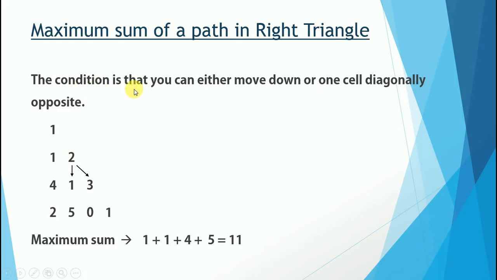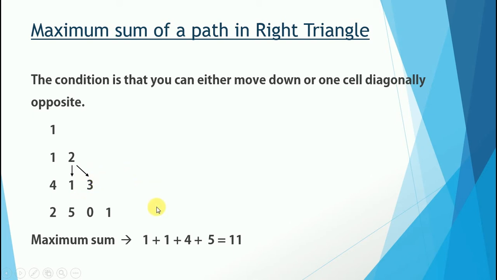The condition, which is the soul of this DP problem, is that you can either move down from the current position or to the position that is diagonally opposite to the current position. So if I am at this 2, then I can move either to the position immediately below or to 3 that is diagonally opposite to 2.